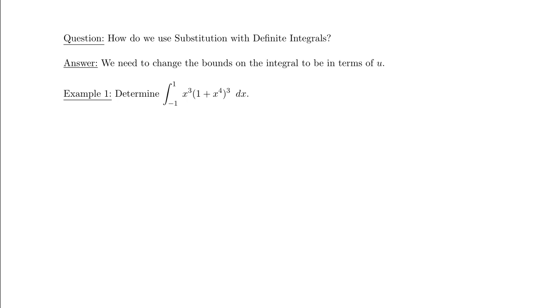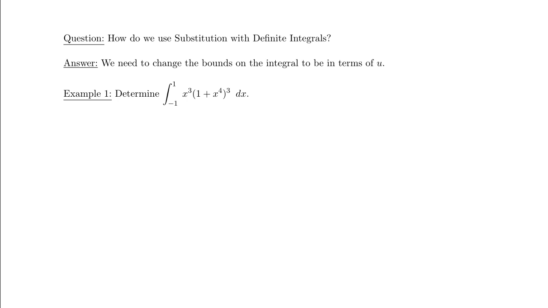However, we do need to change these bounds because the bounds on the integral at the start are for x. That's saying that x is traveling, for example, in example 1, x is traveling between -1 and 1. So depending on our choice of u, it may be traveling between two different numbers. So let's try to work through this example here.